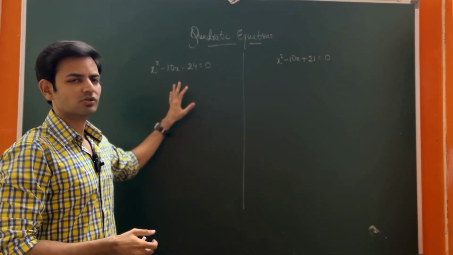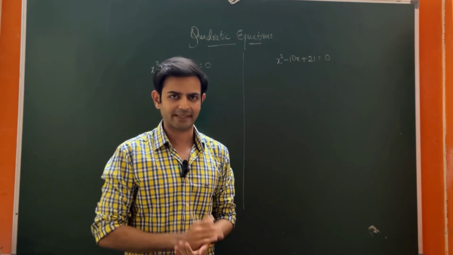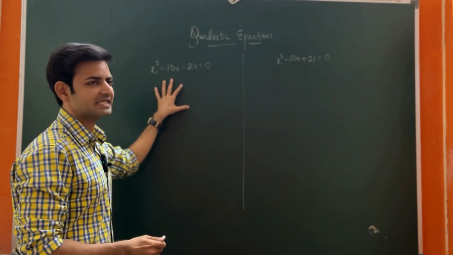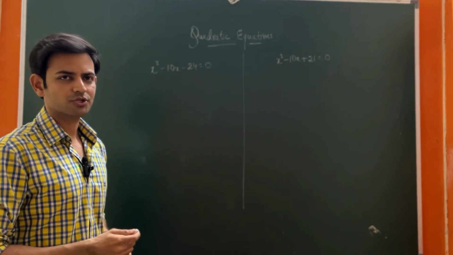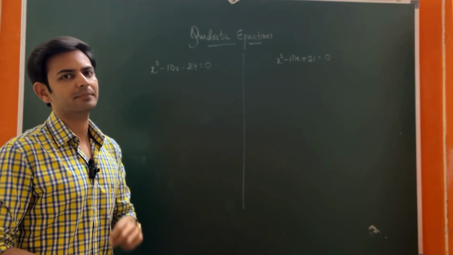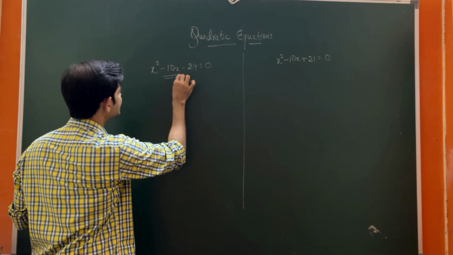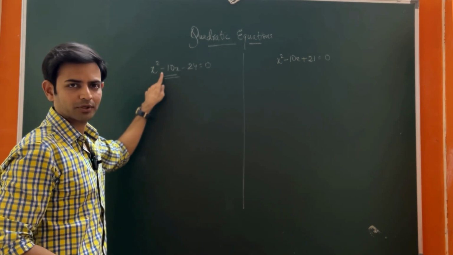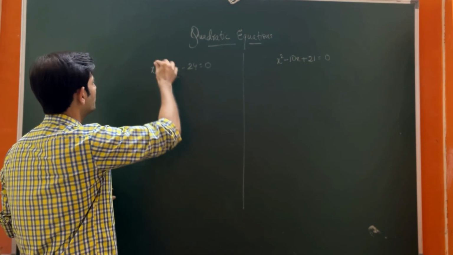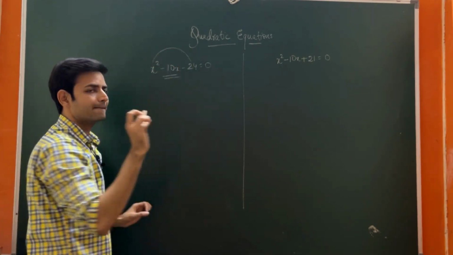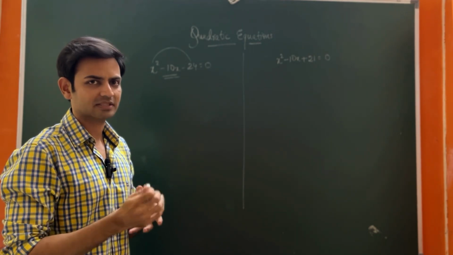This question we will solve using the factorization method, and this question we will solve using the formula method. So let's take this one first. This is x² − 10x − 24. Now let's take a quick revision. You have to find two numbers in such a way that when you add them, you should get minus 10x. This minus is important. And when you multiply them, you should get minus 24x². So let's try to think of such numbers.